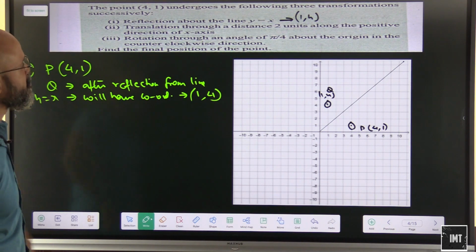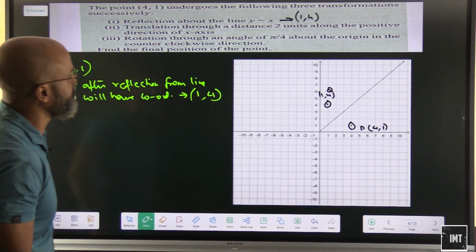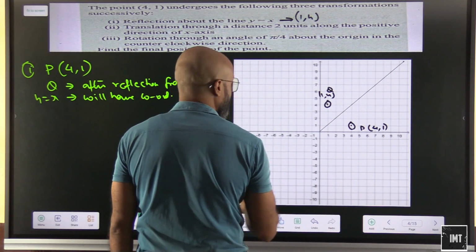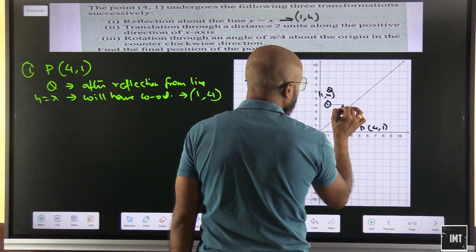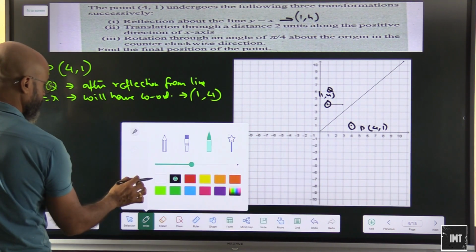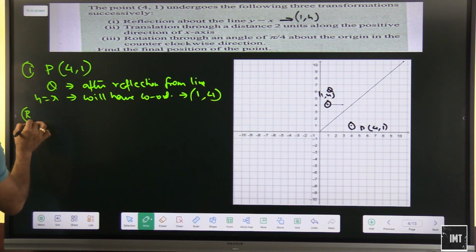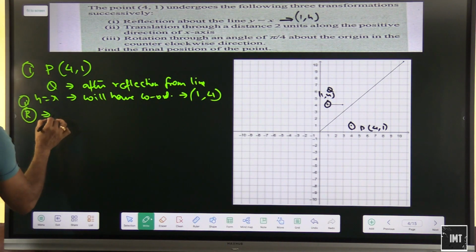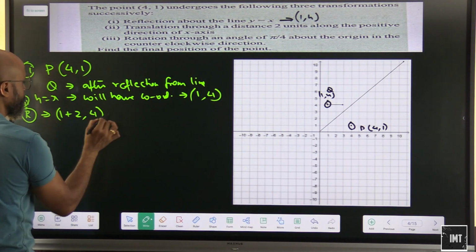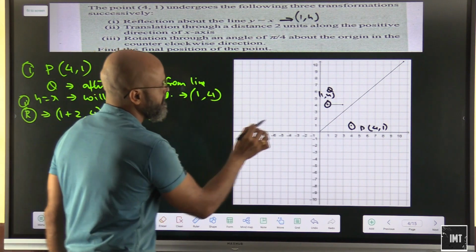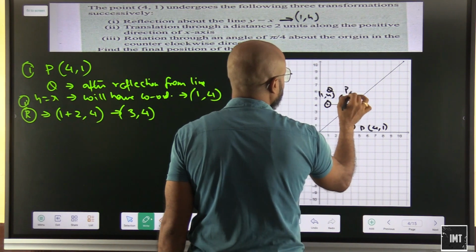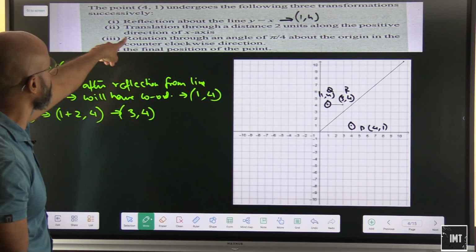Next, translation through a distance of 2 units along the positive direction of the x axis. So now we will move 2 units here. What will be the new coordinates of, let's say, R? R has coordinates 1, 4, so 1 plus 2, and 4 remains the same. So this will be 3, 4. This is R. This is the translation of 2 units in the positive direction of x.